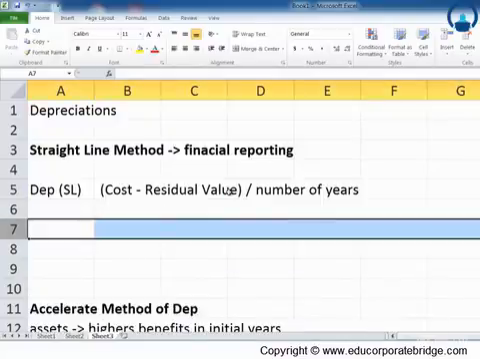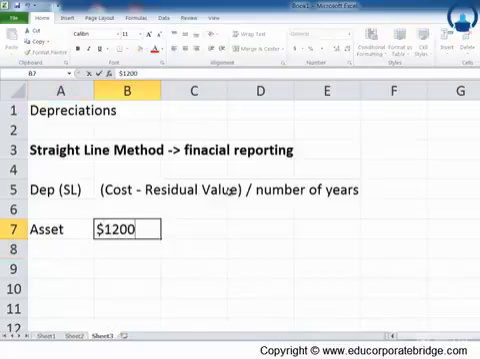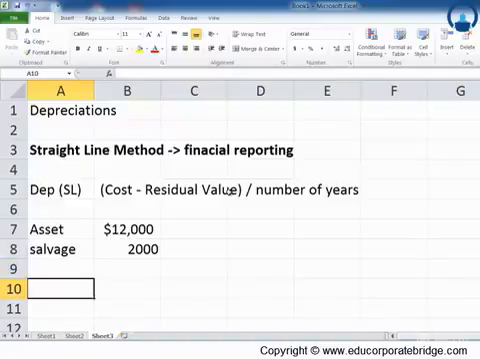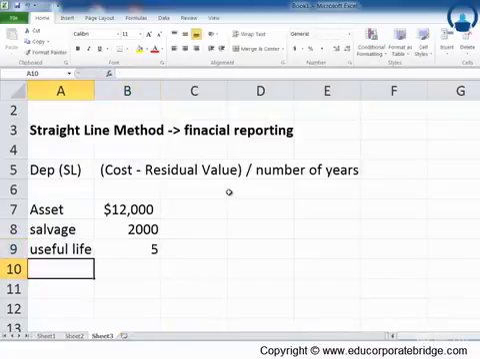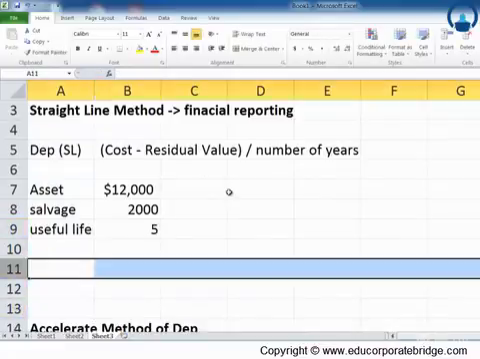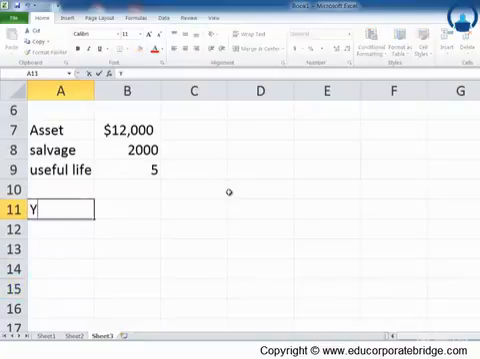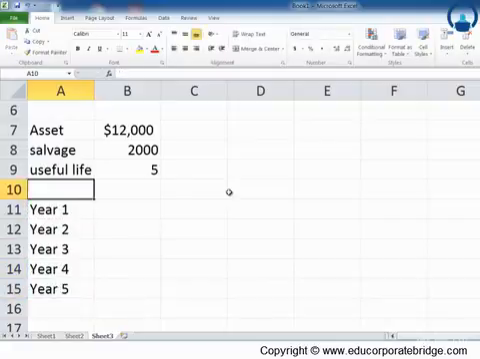Say, for example, we have an asset that is worth $12,000, and let's say the salvage value or residual value is around $2,000. What will be the depreciation, assuming the useful life is 5 years? The depreciation expense charged each year will be asset cost minus the salvage value divided by 5. Let me make this in a tabular format. Year 1, 2, 3, 4, 5. So this is the straight line, SL, method.